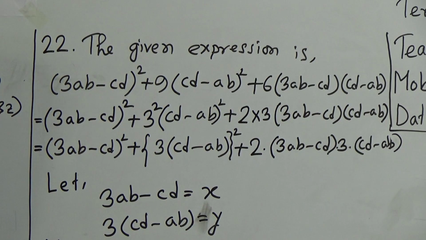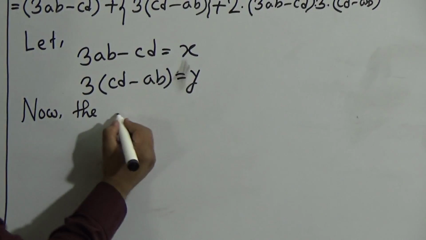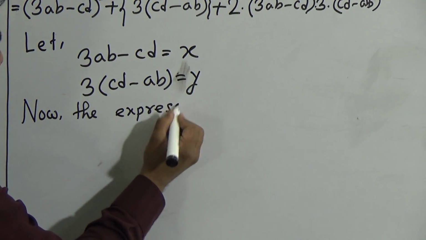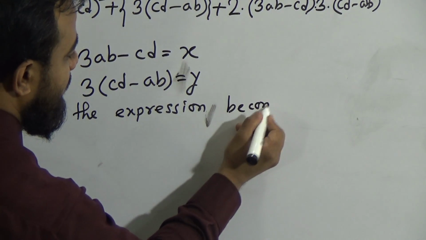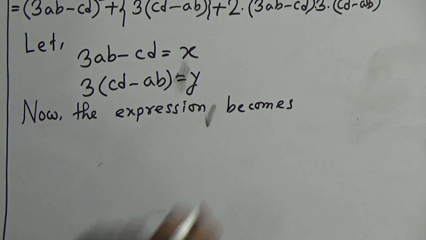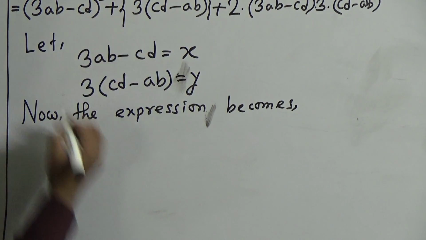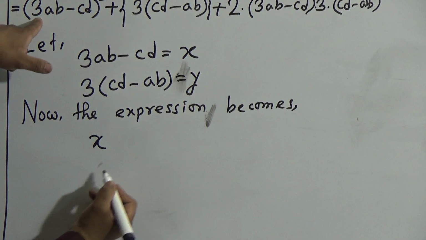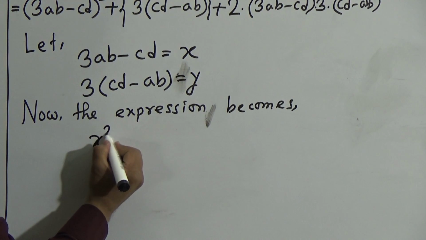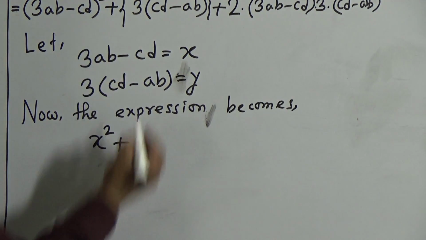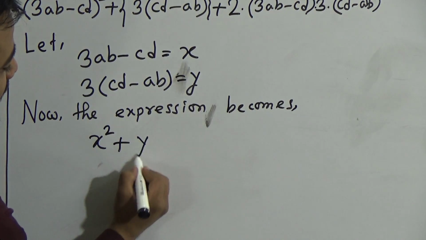Now the expression becomes, we already assumed this one as X, so X squared. The thrice AB minus CD's value is X, so X has a square sign. Now plus sign, also 3 into CD minus AB, we assumed this as Y, and this has a square sign, so it will be Y squared.